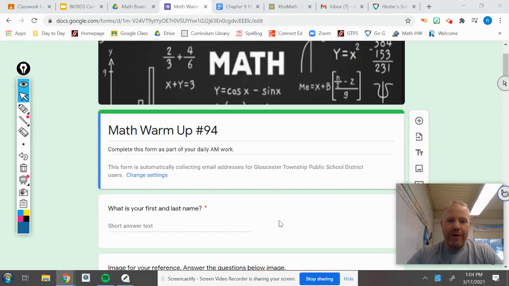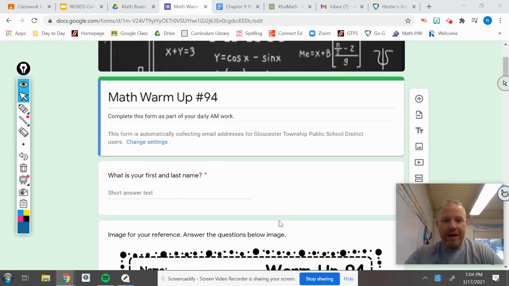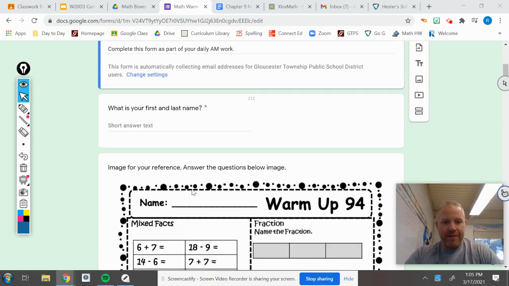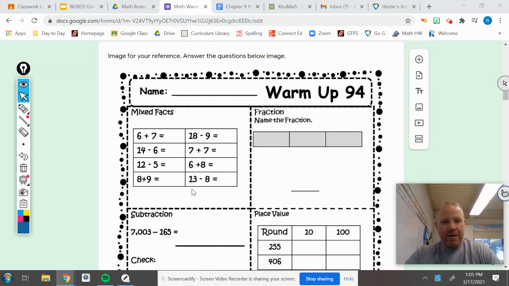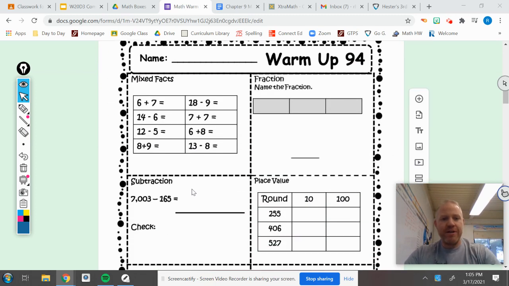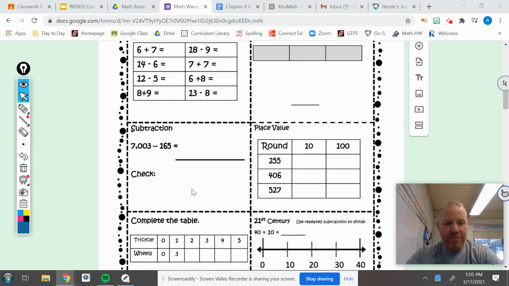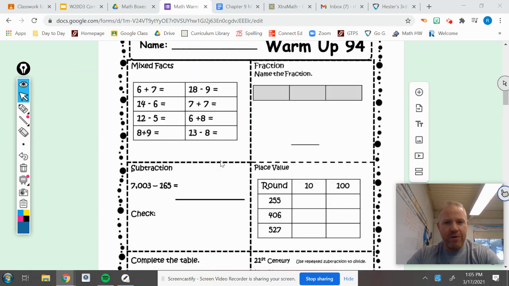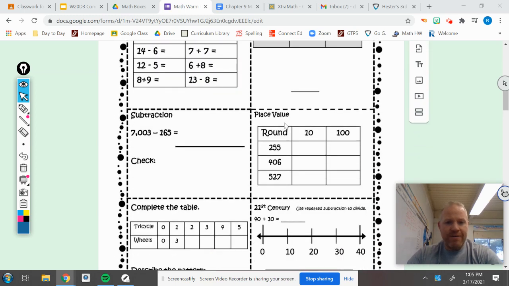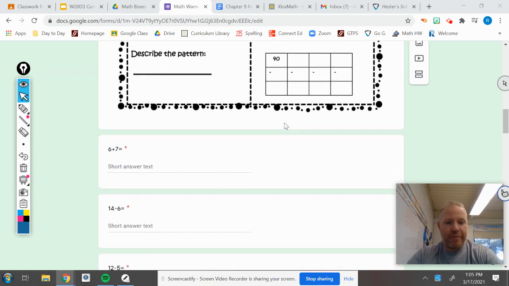We are on number 94. Take out a piece of paper and a pencil to get started. We're going to be starting by putting our name in the box here on the form, and then let's take a look. We have mixed facts, which are addition and subtraction. Be very careful as we look at these to make sure you're doing the correct operation. Then we have subtraction, complete the table, fractions, place value, and a challenge problem.